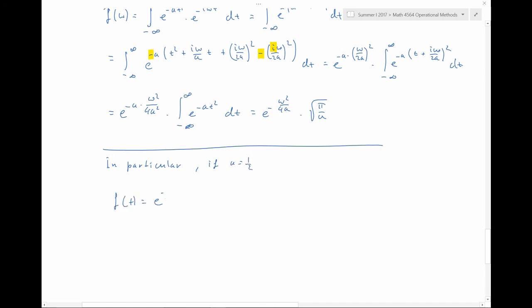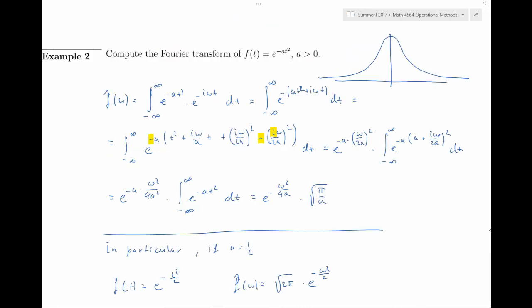f of t equals e to the minus t squared over 2, and f hat of omega equals square root of 2 pi multiplied by e to the minus omega squared over 2. So we can see that the Fourier transform of this function resulted in just multiplication by a square root of 2 pi. So we can say that this is an eigenfunction for the Fourier transform. And if you're curious, the Gaussian function is the only function that has this property, that the Fourier transform of it is exactly the same type of function as the function you started with.